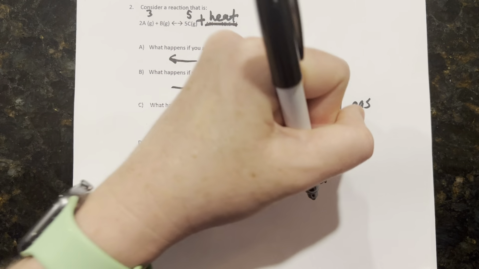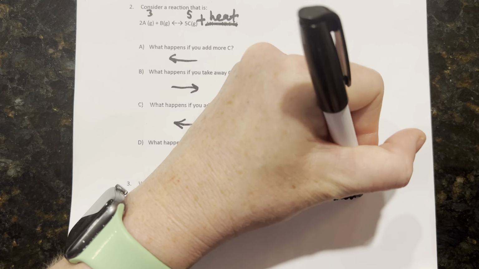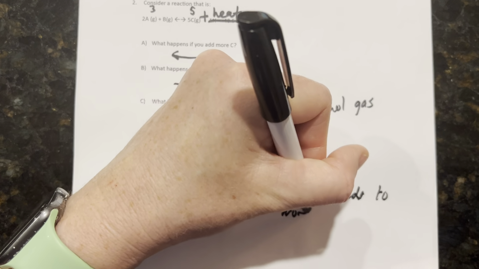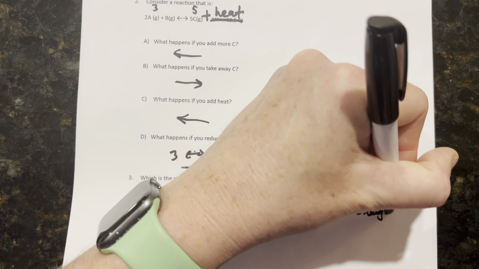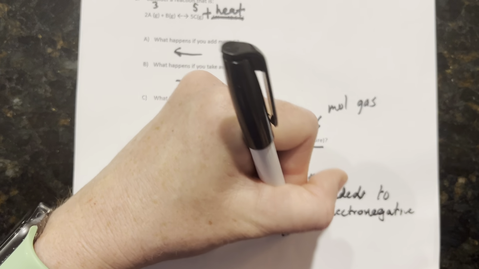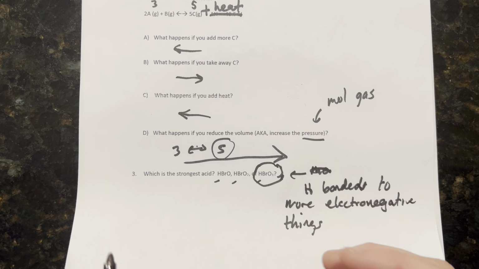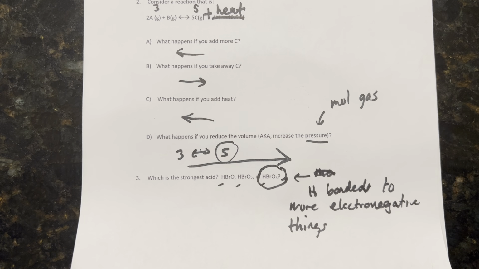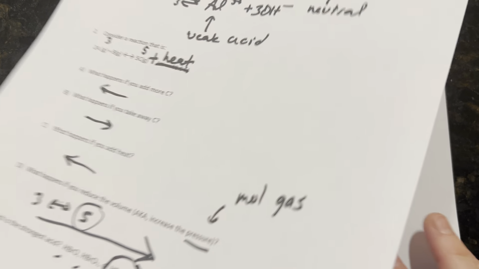Let me see how I do this. H bonded to more electronegative things. Again, that's just because those electronegative things, those oxygens, are pulling the electron density toward them and very far away from that hydrogen, making it easily come off.